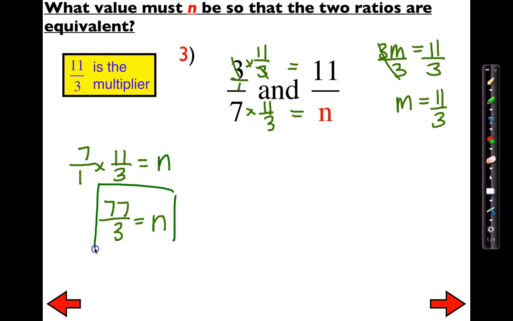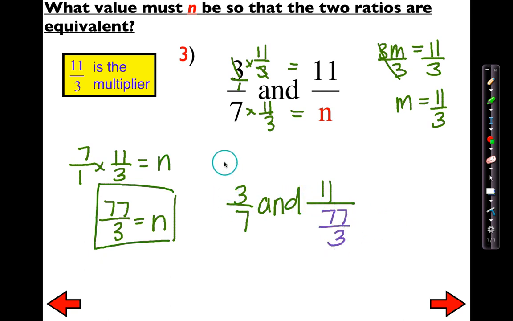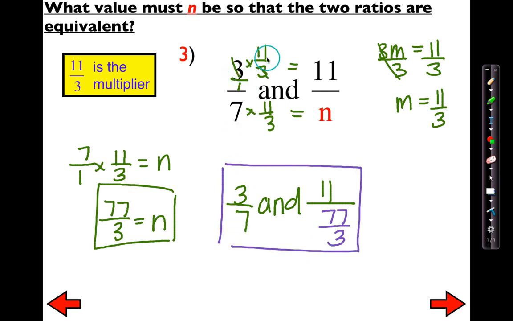Now that I know this value here, I'm going to go ahead and plug it into my original problem. 3/7 and 11 over n. Well, n is 77 thirds, so I'm going to go ahead and substitute that in. So I know for sure that these two ratios are equivalent. And again, I know that because I multiplied both the numerator and denominator by the same multiplier, which was 11 thirds.